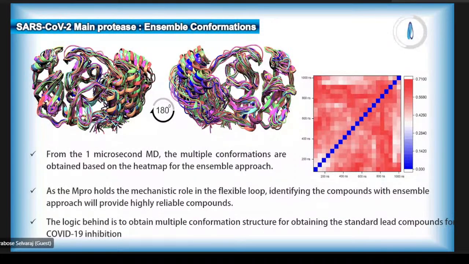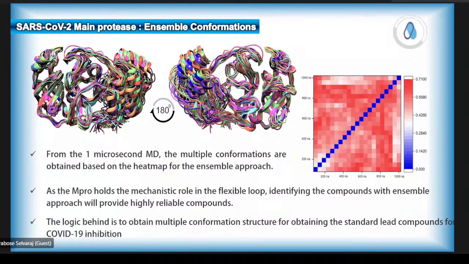In the 1 microsecond simulation, we took a conformation every 50 nanoseconds and segregated the different protein conformations. We also took the template protein. So we got 21 conformations using the trajectory analysis. From the 21 conformations, we did the heat map analysis. We identified some major changes that occur across the 21 conformations.